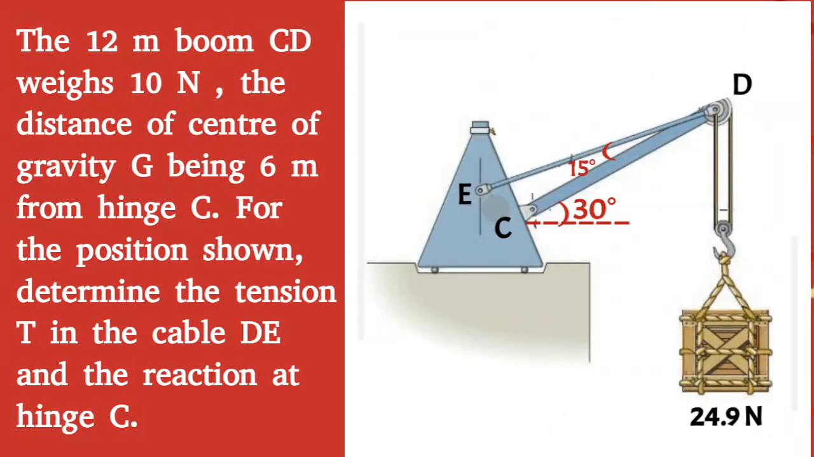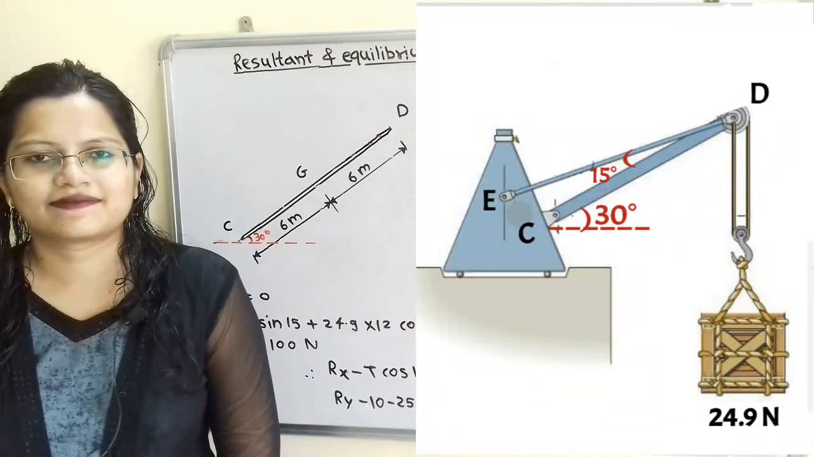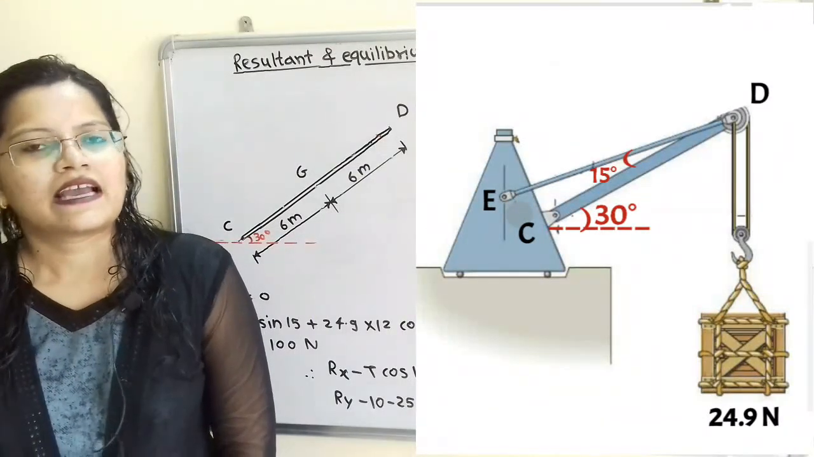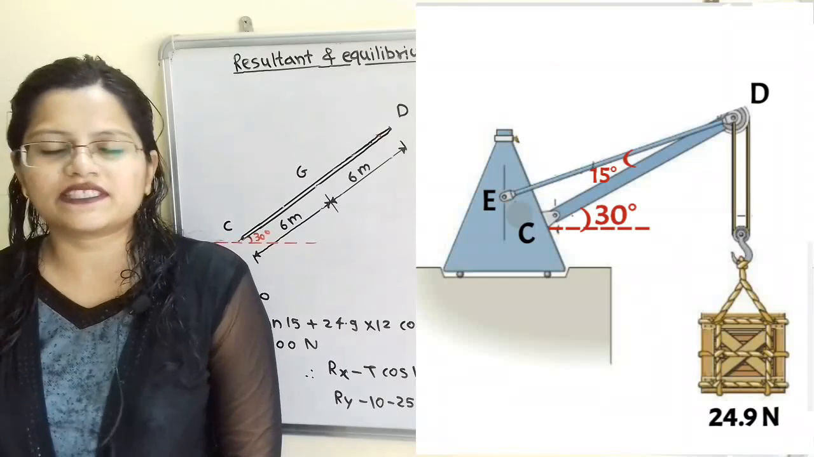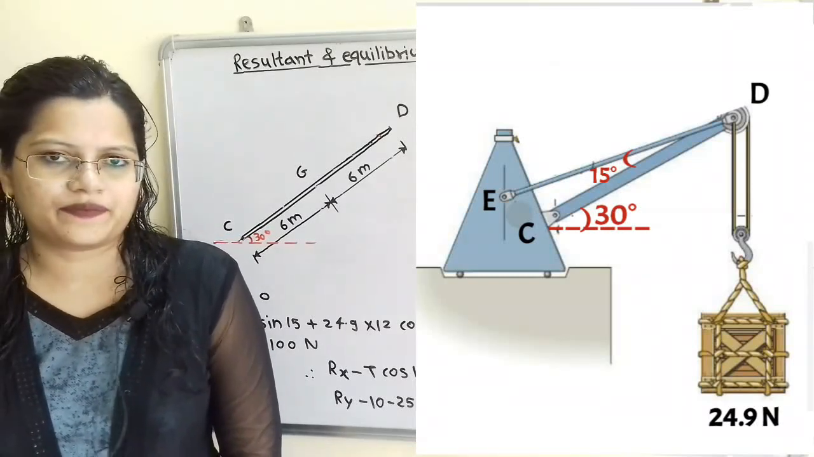Given the question, the 12-meter boom CD weighs 10 Newton. The distance of the center of gravity G is 6 meter from hinge C. For the position shown, determine the tension T in the cable DE and the reaction at hinge C. Let us understand the given question with the help of the diagram.